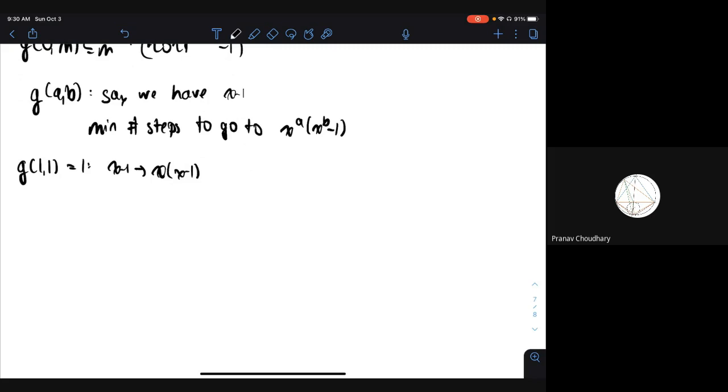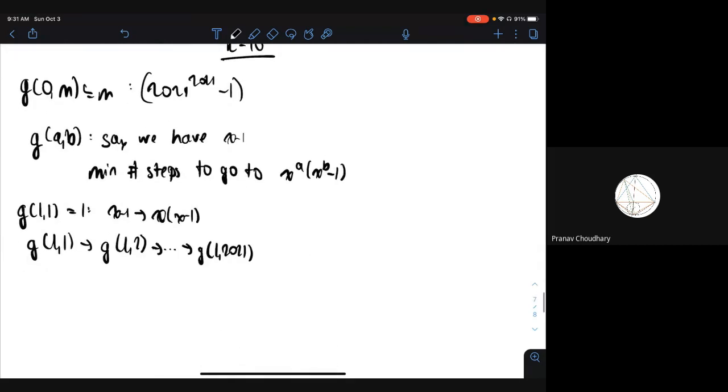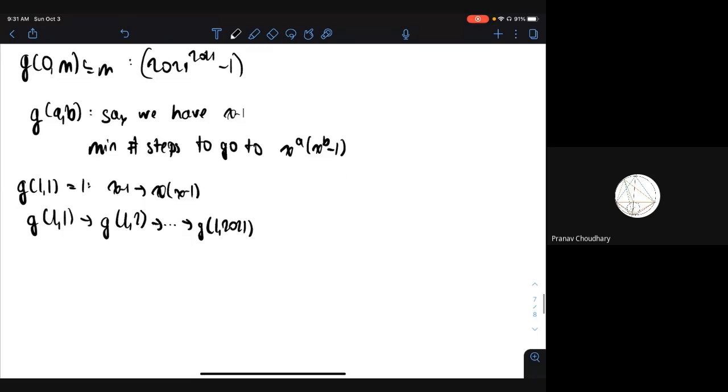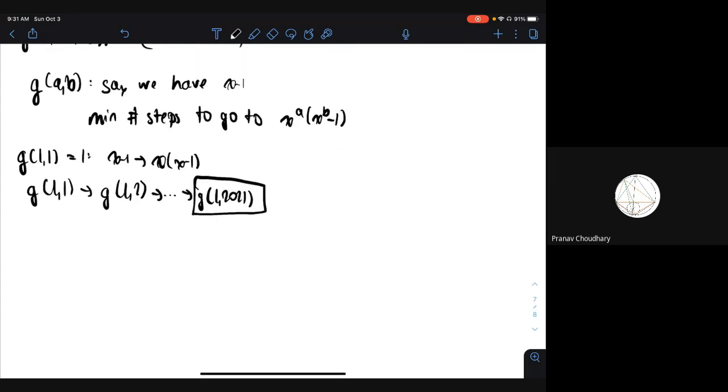Then this just implies that from g of 1, 1, you can go to g of 1, 2021 in 2020 steps, because the first operation allows us to add a divisor to the second argument. So from 1, 1 we can go to 1, 2, then 1, 3, then 1, 4, and so on until 1, 2021. This allows us to get there.